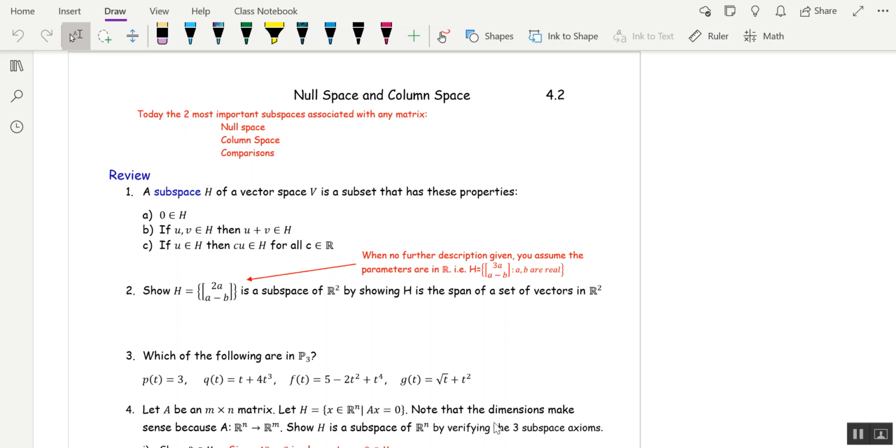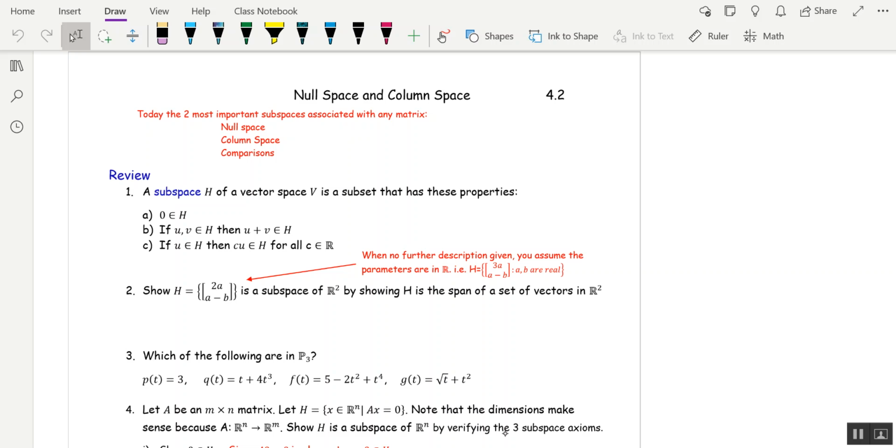So let's review what a subspace is. A subspace of a vector space is a subset that obeys these three axioms, or it has these three properties. The zero vector is in H. H is closed under addition, meaning if you take two vectors u and v in H, then their sum remains in H. And H is closed under scalar multiplication, meaning if you take a vector in H and any scalar, that's a real number, multiply that vector by the scalar and you remain in H.